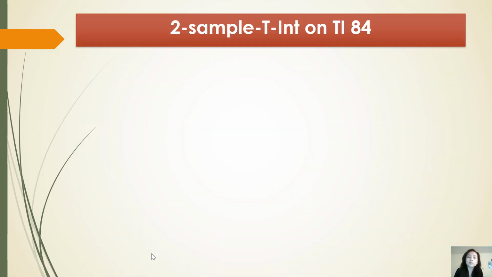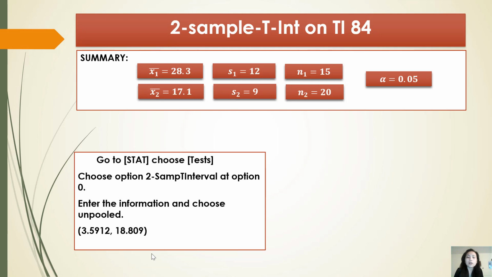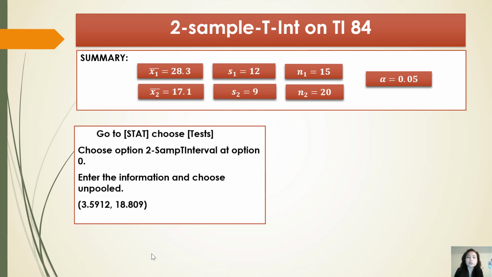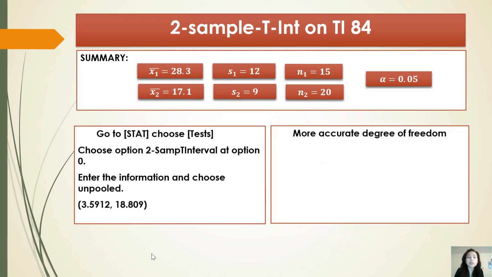And by calculator, on the TI-84, we can use the 2-sample t interval. So we go to STAT, choose TESTS, and go to the option 2-SampTInt, at option 0. And then we enter all the information: x1, s1, x2, s2, n1, n2. And don't forget to choose unpooled. And then we have the interval here, which is 3.59 to 18.8.